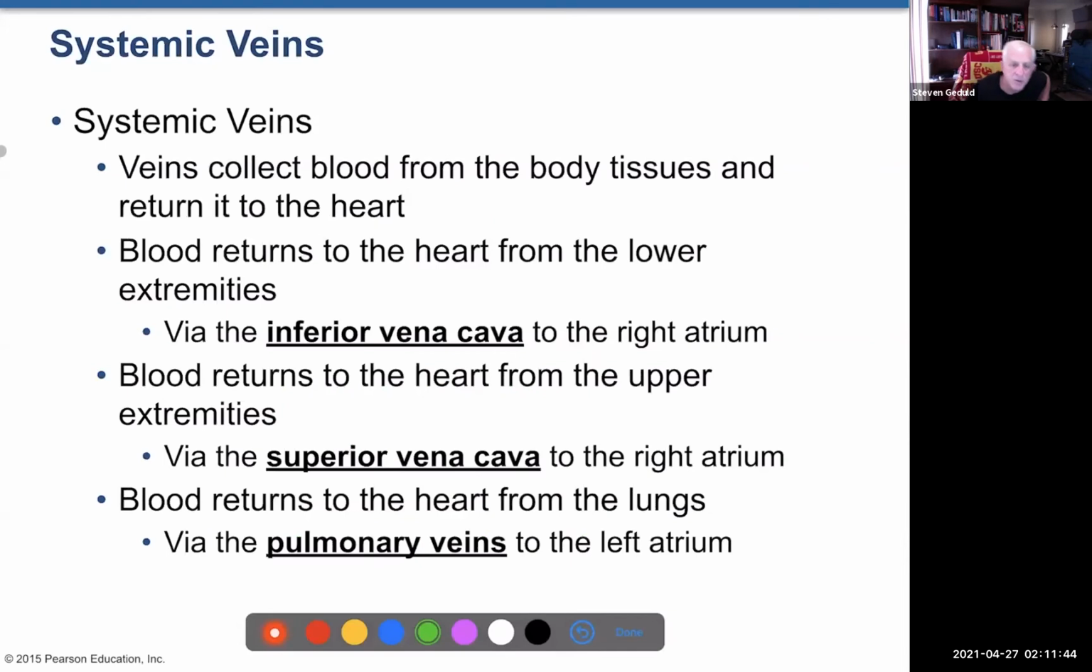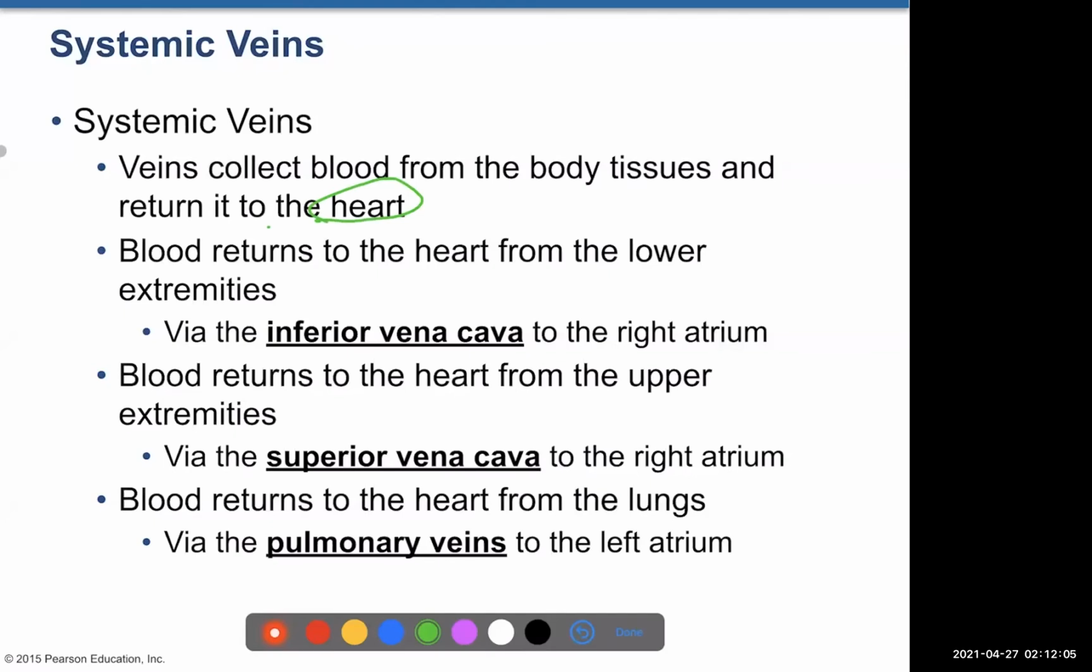All right, those are all the arteries from the top of your head down to the toes. Now, the blood's got to get back. So now we've got veins. You've got to carry all the blood back to the heart. So veins collect blood from body tissues and return it to the heart. That's what veins do.